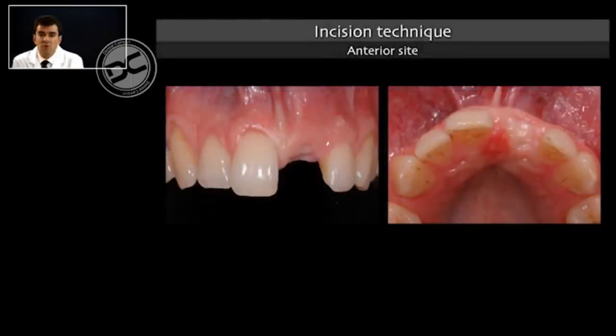So now we move to the anterior region, and you can appreciate the situation of a single gap of a missing tooth 2-1, which was extracted, and this is a situation after a socket preservation technique in combination with a punch graft, so we have quite a nice mucosal situation.